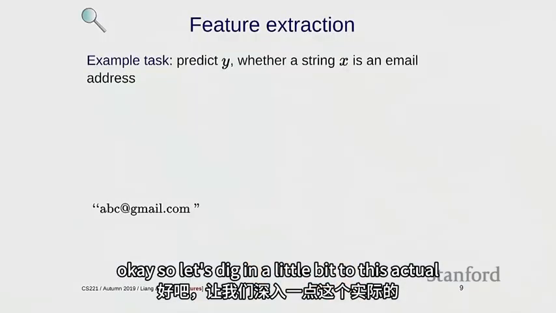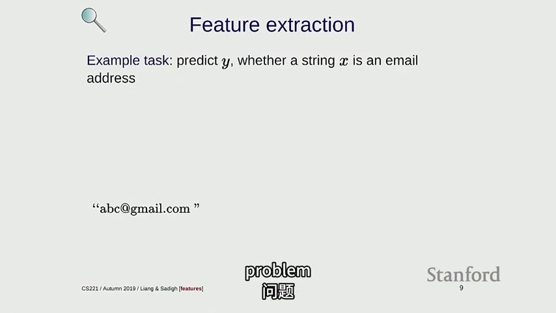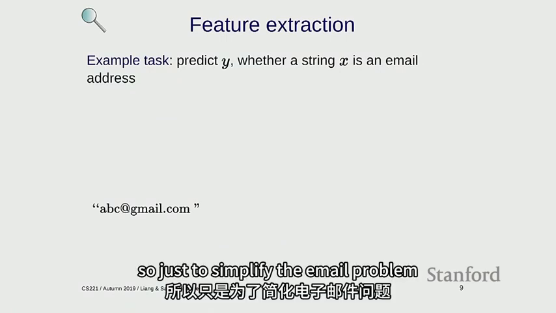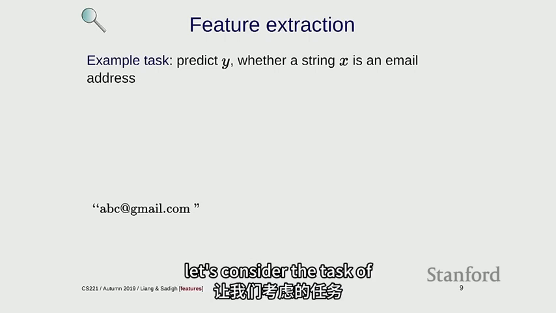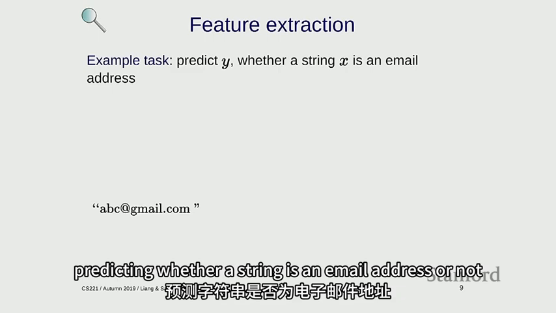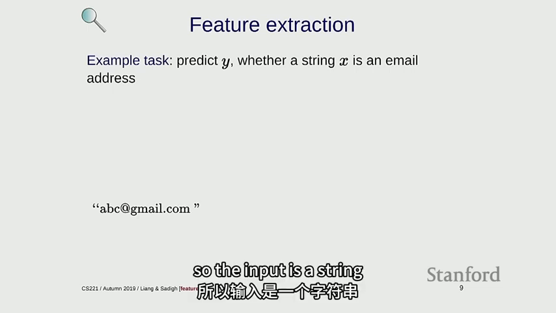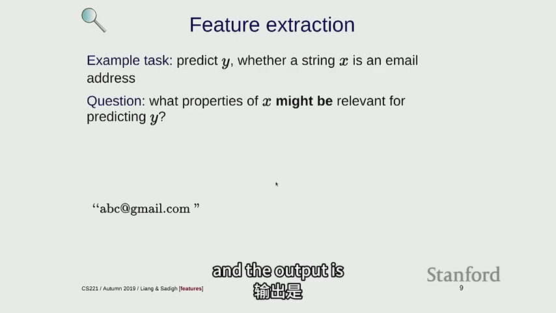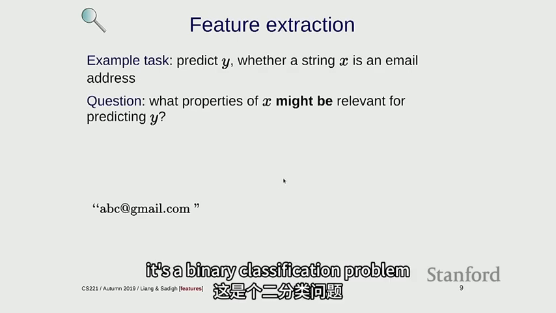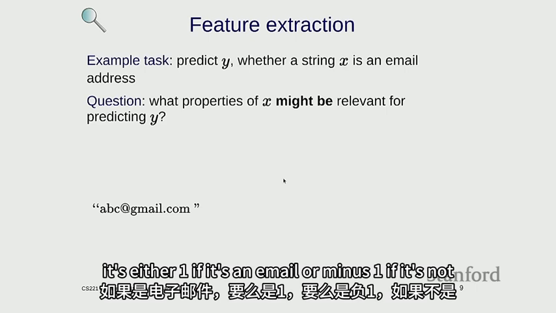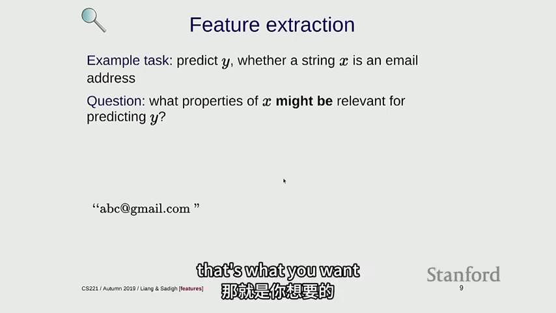Okay, so let's dig in a little bit into an actual problem. Just to simplify the email problem, let's consider the task of predicting whether a string is an email address or not. So the input is a string, and the output is a binary classification: it's either 1 if it's an email or -1 if it's not. That's what you want.